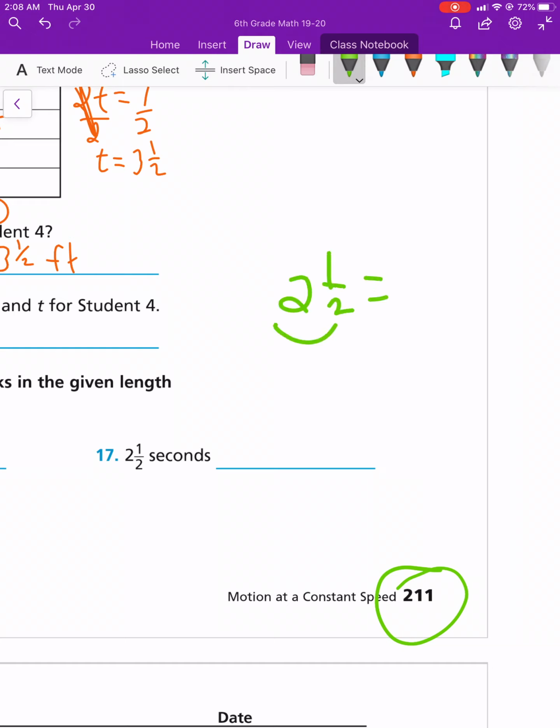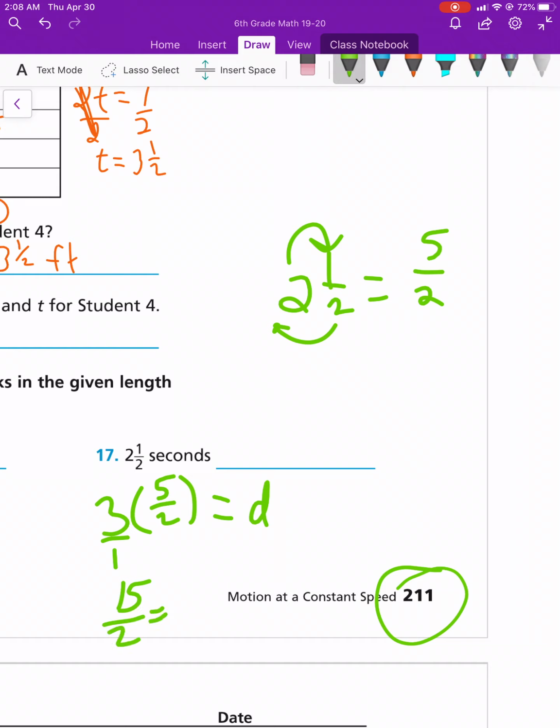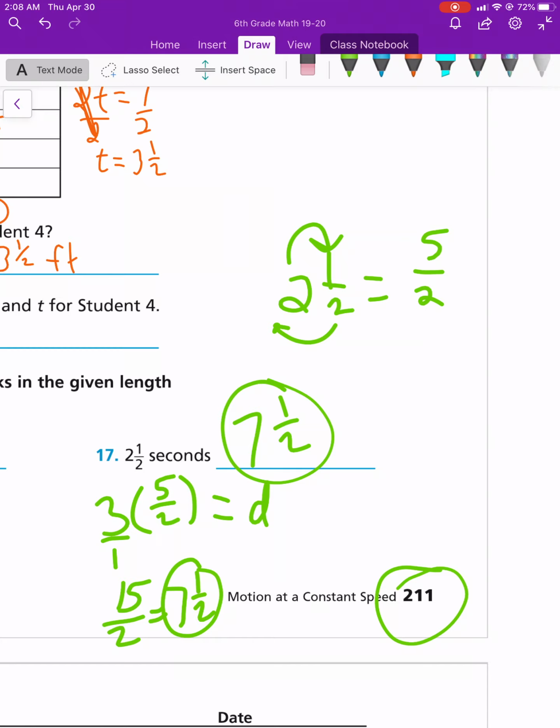2.5 I can actually make into a mixed number by multiplying 2 times 2 is 4, plus 1 is 5 halves. Now I can plug in that 3 times 5 halves is equal to d. This is pretty simple. 3 over 1 times 5 over 2 is 15 over 2, which can be rewritten as 2 goes into 15 equally 7 times with 1 left over. Circle my answer, right? Okay, good.